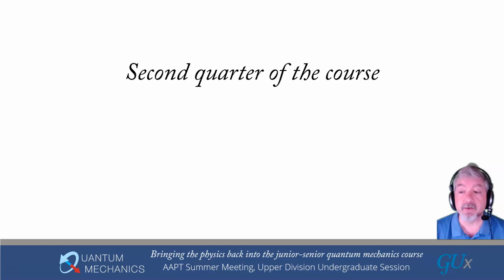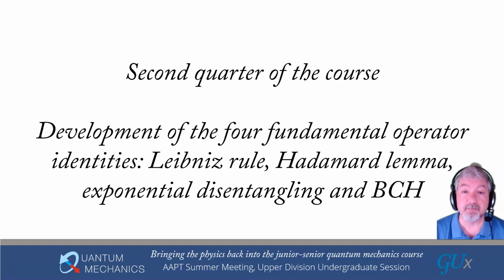Now, in the second quarter of the course, we do have to do some formal development. The formal development is primarily in developing the 4 operator identities that allow you to do everything in quantum mechanics. This is the Leibniz rule, which is the product rule for the commutator. The Hadamard lemma, which says that when you have a similarity transformation of an operator by an exponential, e to the A, B, e to the minus A, then you can rewrite that as an infinite series of infinitely nested commutators of A with B.